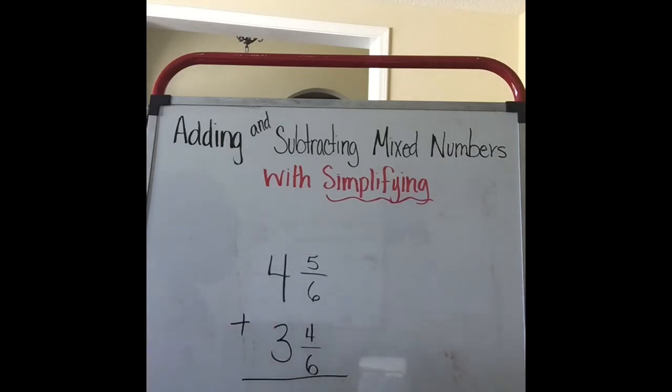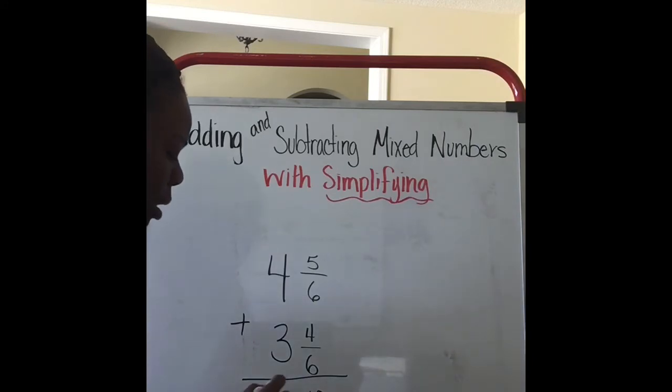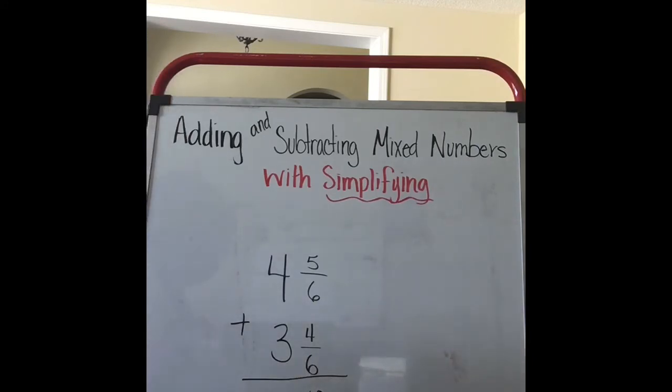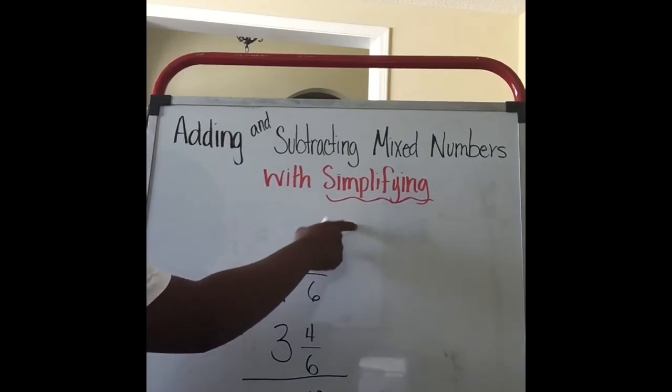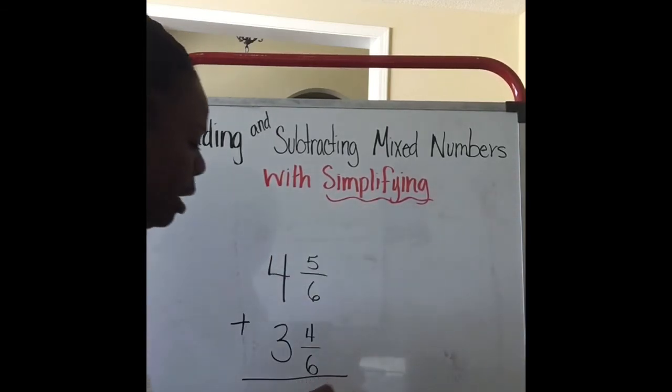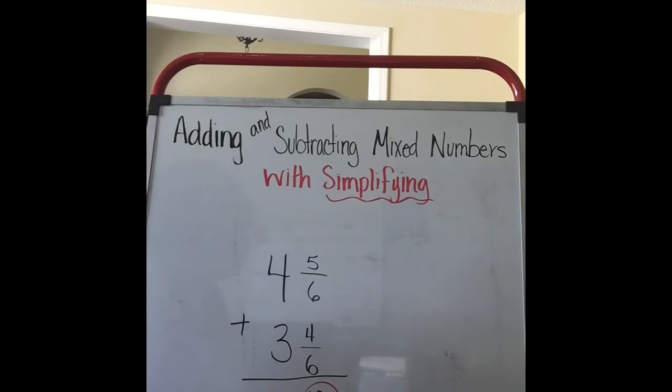This one is addition. So we have 4 5/6 plus 3 4/6. So I know I'm going to add my fractions first. 5/6 plus 4/6 is 10/6, because my denominator is not changing, and 4 plus 3 is 7. And then you notice, well, I have a situation here. I have 10/6. My numerator is greater than my denominator. Here's where we have to do this again. Simplify, right? I have to take 10/6 and I have to simplify.